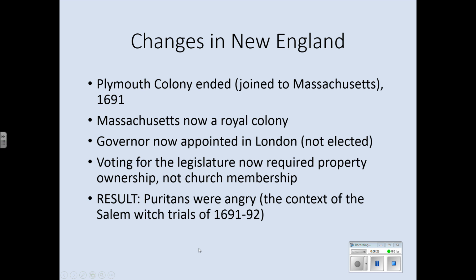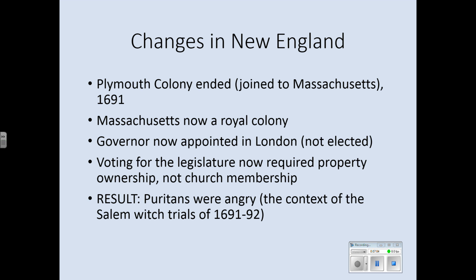In New England, there were a lot of changes that went along with this. Plymouth Colony goes out of business. It was joined to Massachusetts Bay and simply called Massachusetts, and that became a royal colony. It's now controlled by the King of England. The governor of Massachusetts was now appointed in London, not elected by the people in Massachusetts, but appointed on the other side of the ocean.